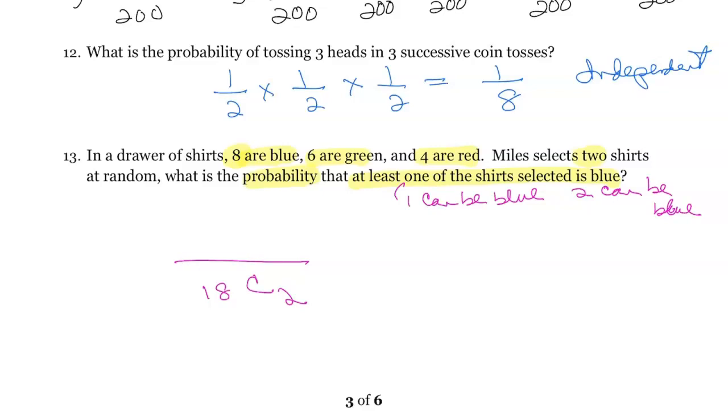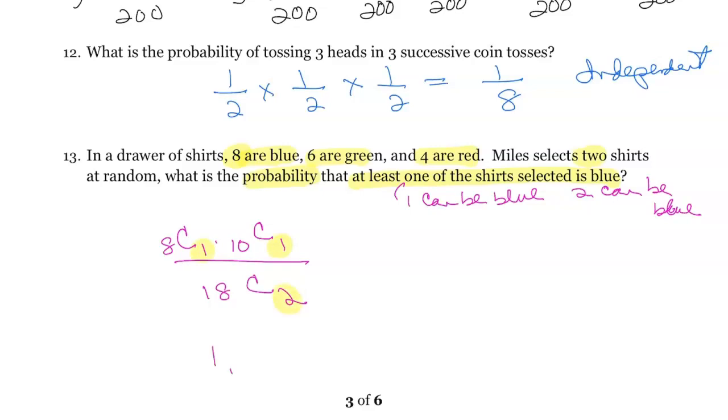So how about that 1 is blue? You're going to have 8 choose 1, and then you're going to have more shirts to choose from. Let me think about this. 8 choose 1, and then you have 6 and 4, 10 more shirts, and from those 10, the color does not matter. You're going to have to choose 1, because you have to make sure that you have 2 shirts chosen.